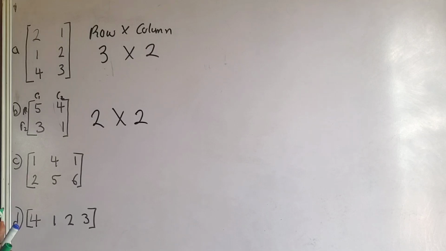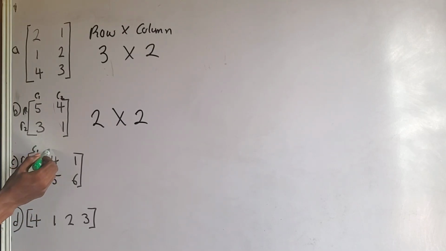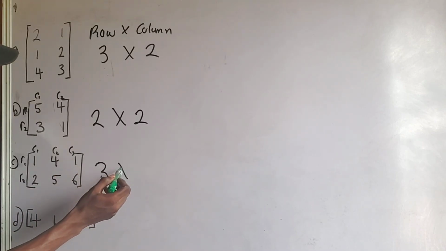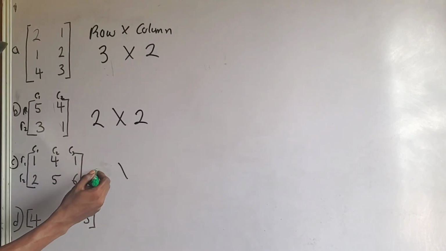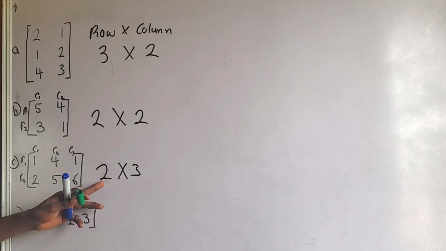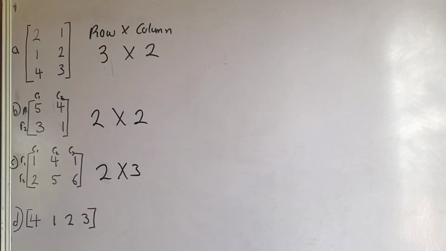Do you understand? Okay. In the third example, how many columns do we have and how many rows do we have? We are having 2 rows. This is row 1 and this is row 2, you know. And this is column 1, column 2, column 3. So this one will be what? 2 by 3, sorry. 2 by 3. Do you understand? First mention the row, followed by the column. Are you getting it? Now let's look at the fourth example.